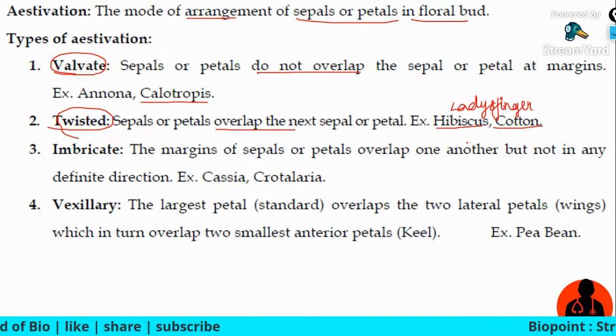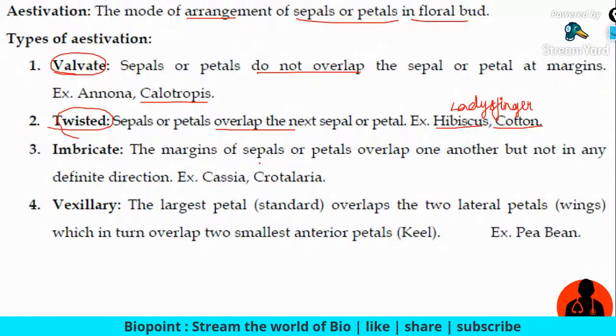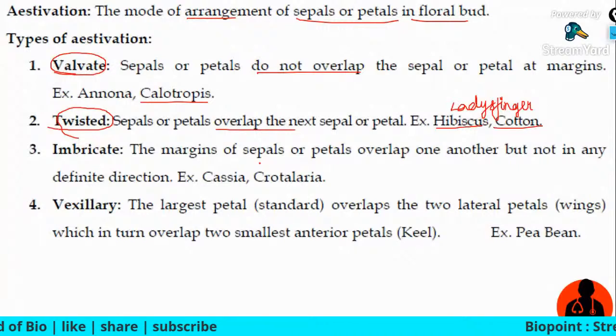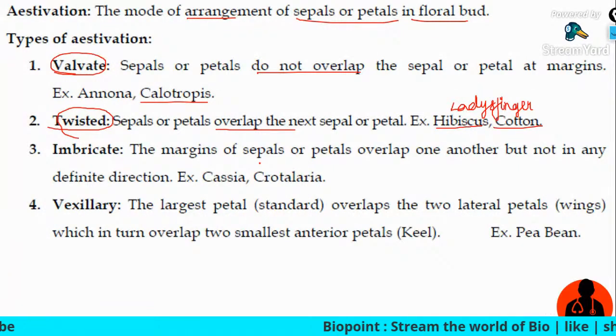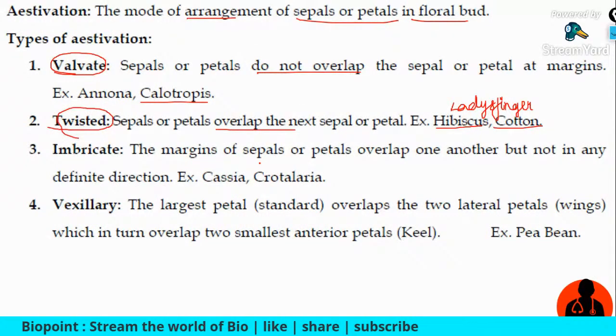Okay. Hope you are looking at the diagram. Twisted aestivation is a frequently repeated diagram-based question. Since for NEET 2020, we didn't have any kind of diagram-based question, chances are there for a diagram-based question to be asked in 2021. So you can easily score the marks because they're direct from NCERT. Lady's finger, cotton, China rose, hibiscus, all those things are twisted aestivation.